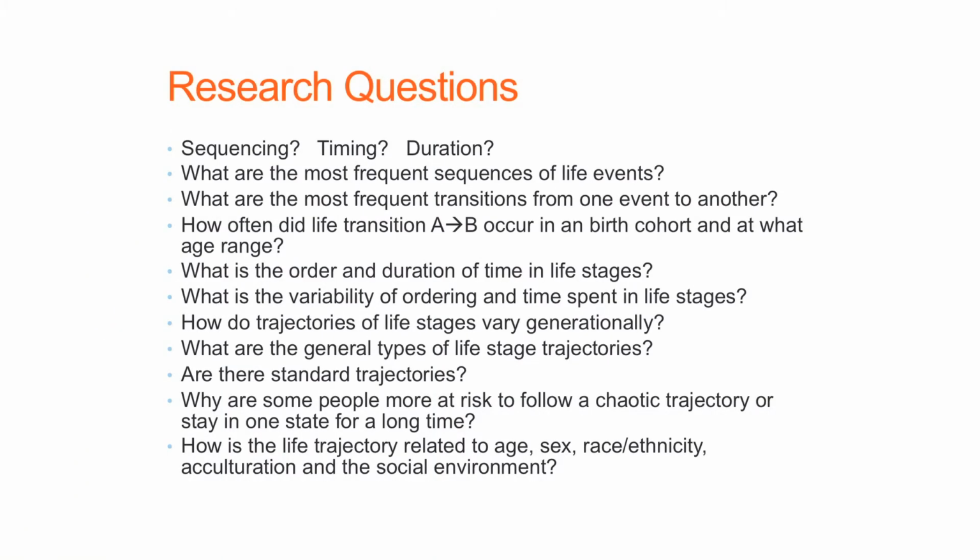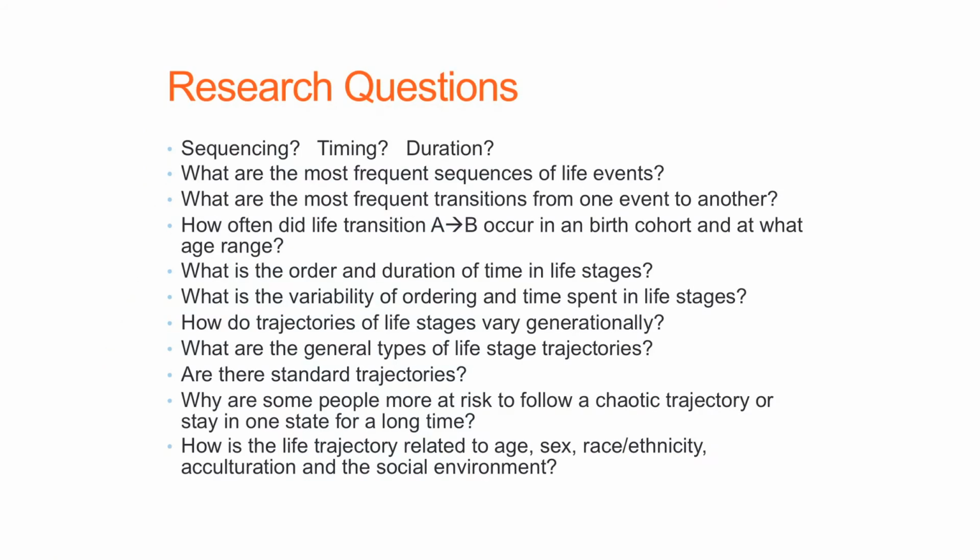Being in higher education would be one state, being in the first job would be another state, the transition would be between the two of them, and a life event would be getting the first job. Another question might be, how often did a life transition from one to another occur in a certain birth cohort, and at what age range did these occur? Another question, what is the order and duration of time spent in different life stages? What is the variability of ordering and time spent in life stages?